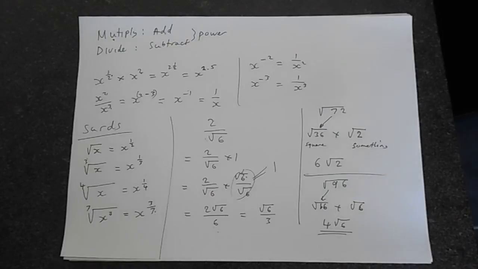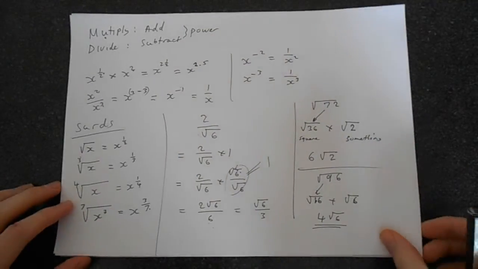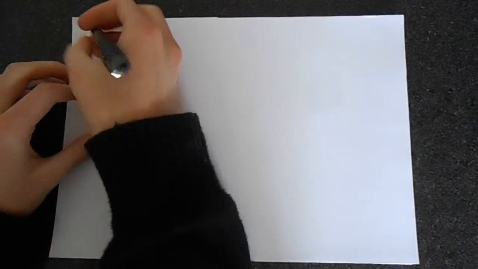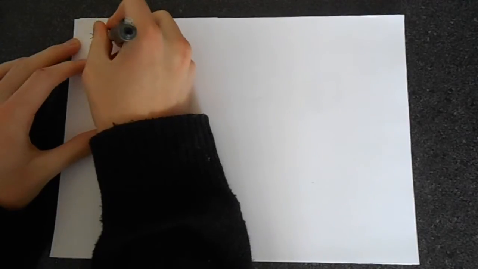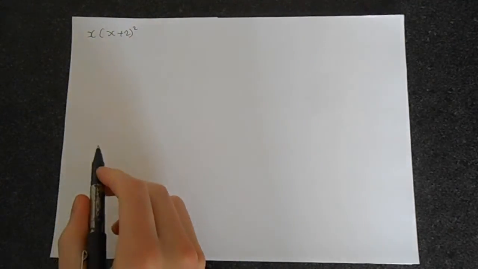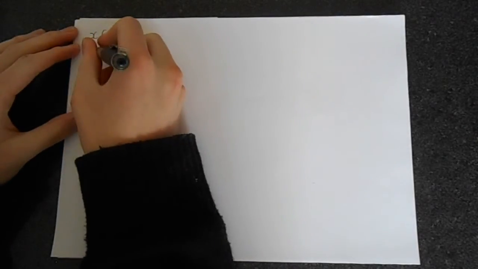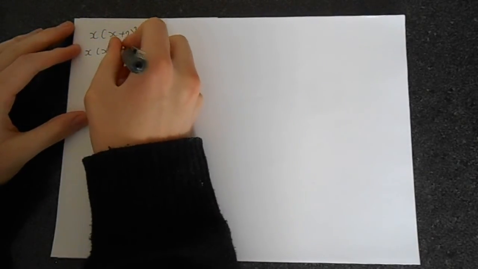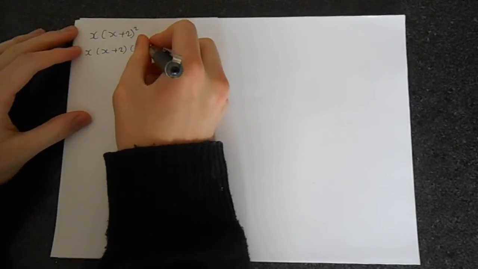Right, what are we going to do next? Well, I think we can look at how to expand brackets and a little bit of factorizing. So we'll take an example, we'll multiply it out, and then we'll factorize it back again, and we should get what we started with when we factorize it. So let's take the example x times (x plus 2) squared. Now when we've got squared, we can write this out twice, so we can say that this is (x plus 2) and then (x plus 2).